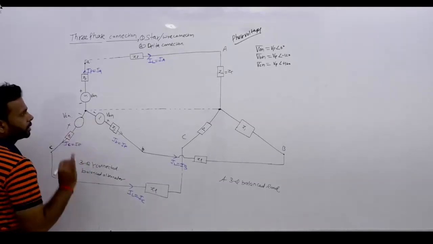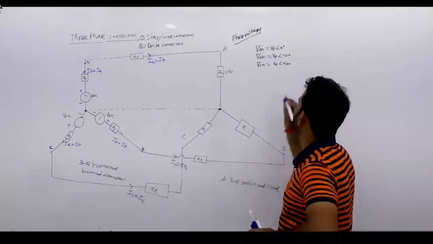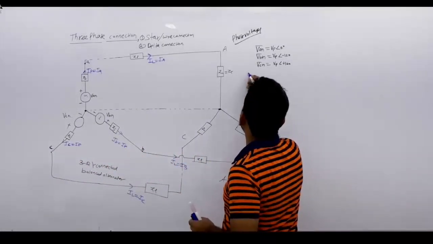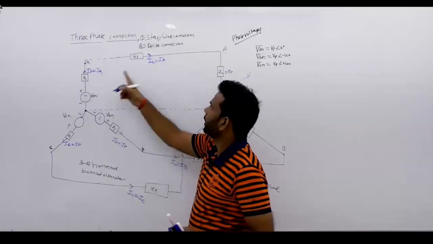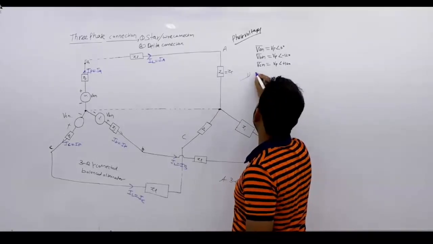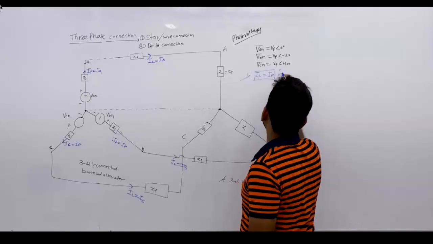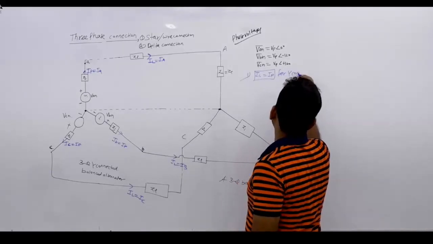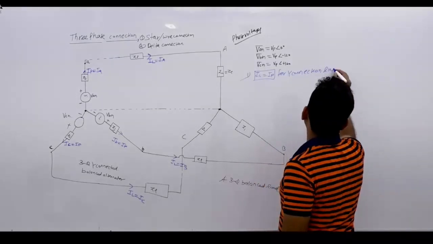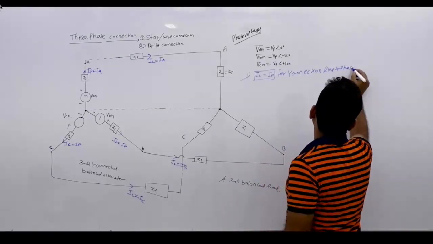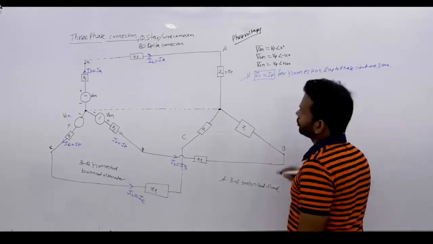Clear hai ab tak? So first point about the star connection is what? The first point of the star, from the diagram, if you are seeing, the line current and phase current are the same, the line current is equal to the phase current. So for a star connection, line and phase current are the same. Okay, hopefully bas samajh mein aa gayi hogi.